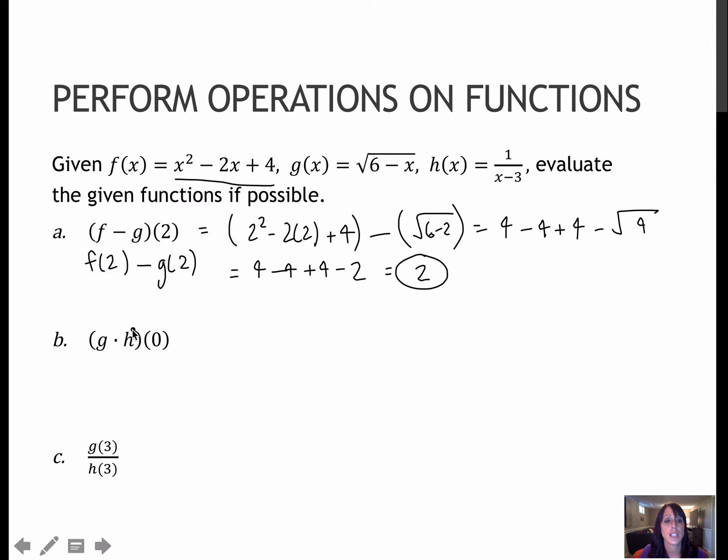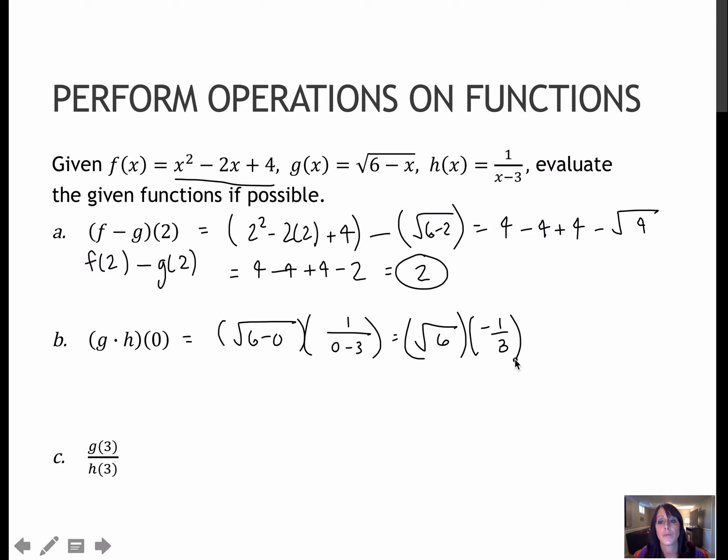For my next, g times h of 0 means let's find g of 0, which would be radical 6 minus 0, and then multiply that by h of 0, which would be 1 over 0 minus 3. 6 minus 0 is 6, so that's square root of 6, which is an ugly decimal, so we keep it inside. 0 minus 3 is negative 3, so I'm essentially multiplying it by negative 1/3. So that would just give me negative radical 6 over 3 as the final answer.